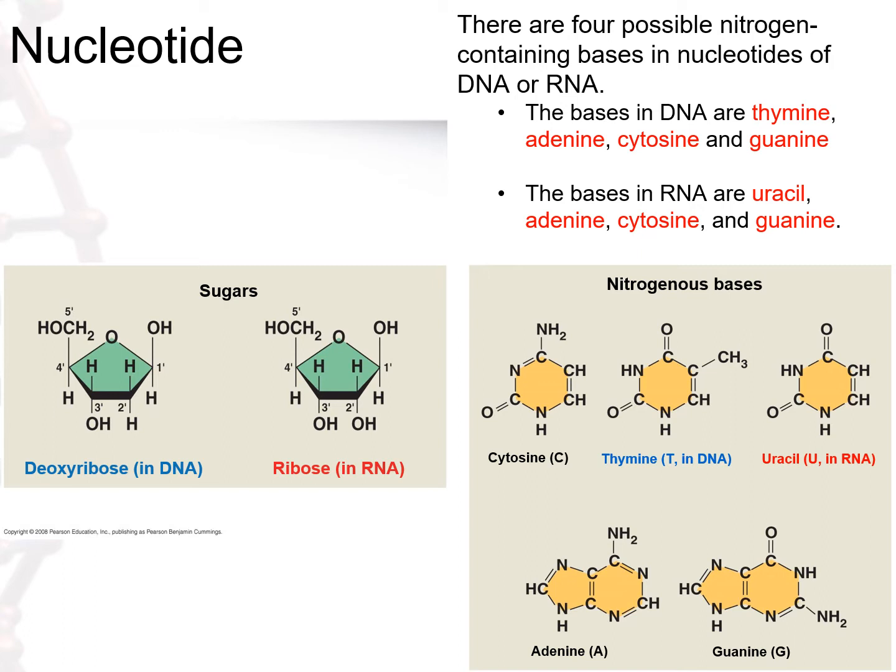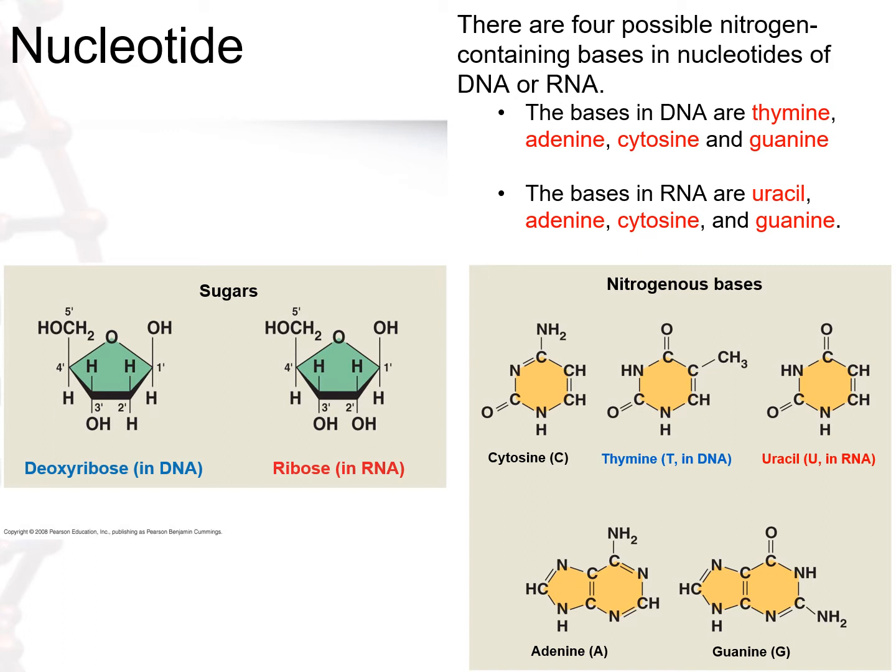You can see their shapes in the table below. The bases in RNA are uracil, adenine, cytosine, and guanine. The only thing that differs between the bases in DNA and RNA is that there is no thymine in RNA and there is no uracil in DNA. The others are the same.